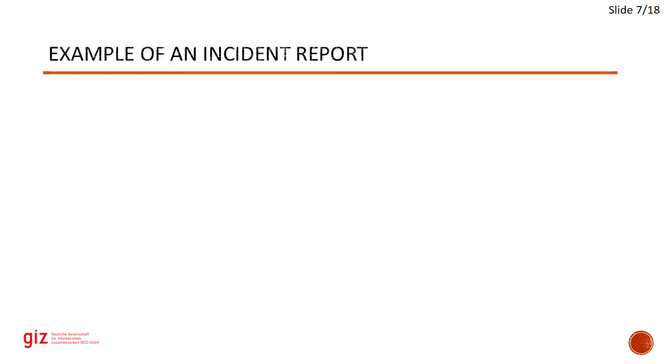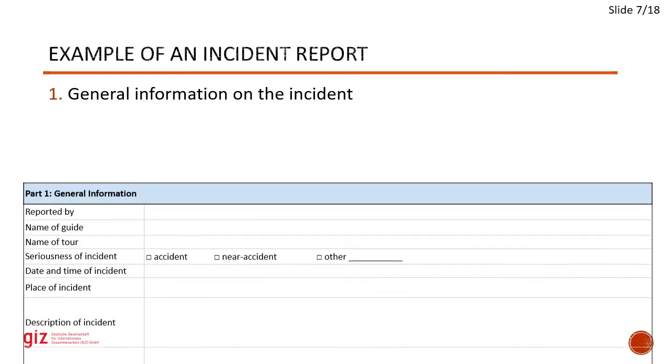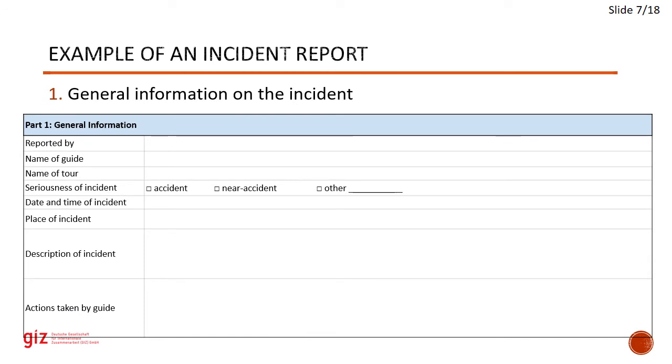So the reporting form in this example is divided into 4 parts. The first part of this incident form is general information on the incident. So let's just quickly fill it out. Reported by, let's say, Amy Adams. Name of the guide. Amy Adams is also the guide. Name of the tour. It's important to know which tour the incident occurred in so you can evaluate the tour later. Let's say it was City Walking Tour number 3.